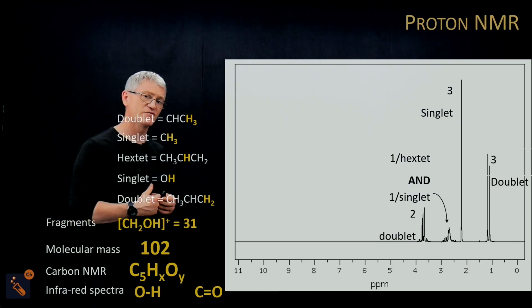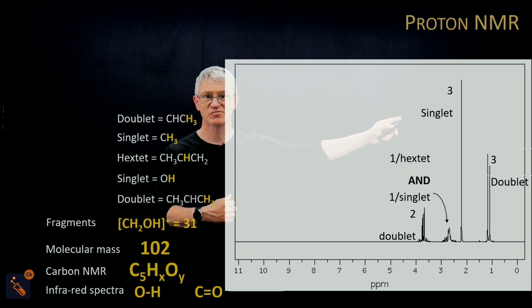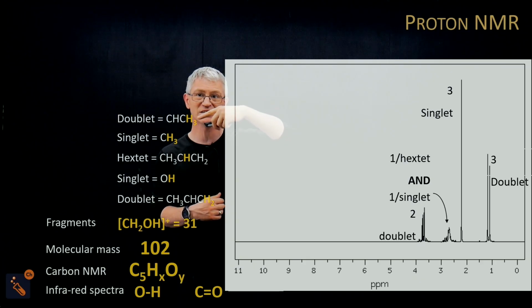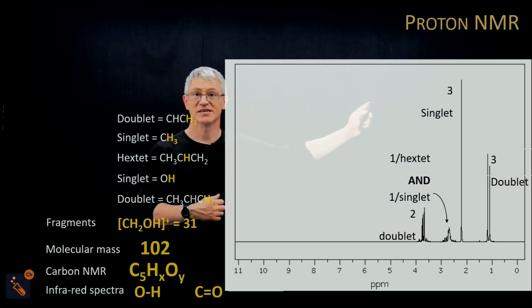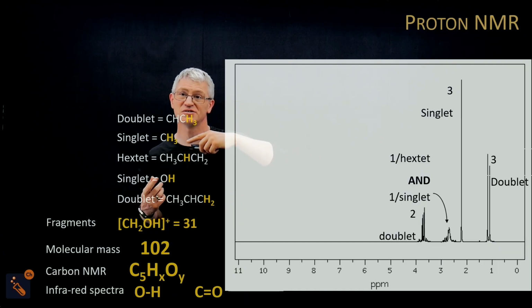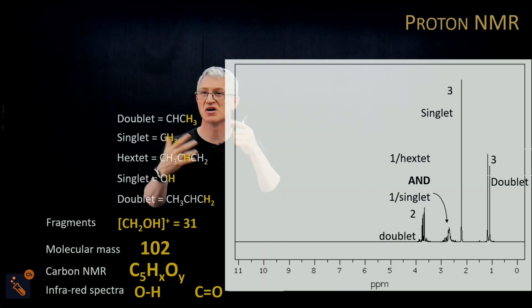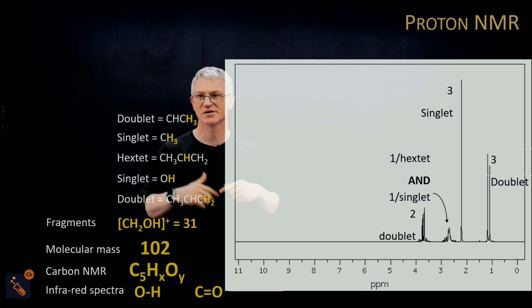Now, first of all, if we look here, we have got our doublet with a 3. A doublet with 3 means it's a CH3 next to a CH. The doublet says it's next to a CH, and the 3 says it's a CH3. Then the singlet is a 3, which means it's a CH3, and the CH3 is next to a carbon with no hydrogens on it.